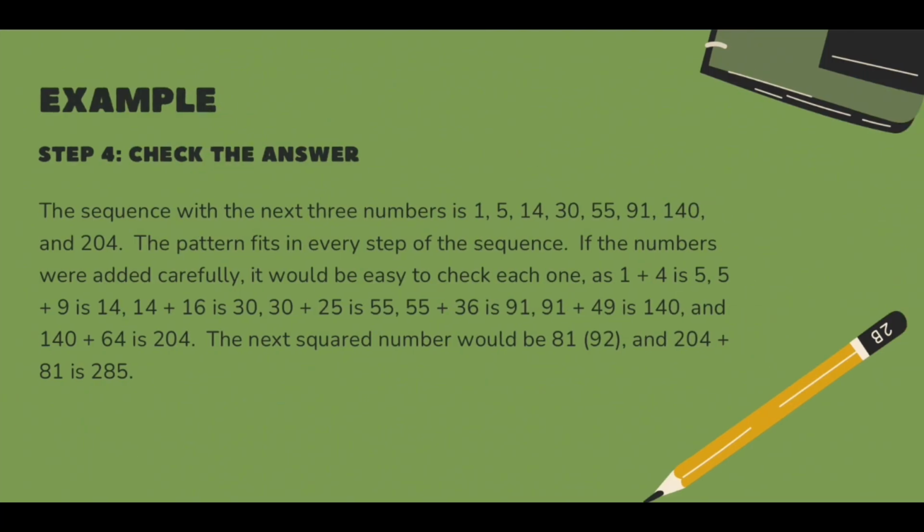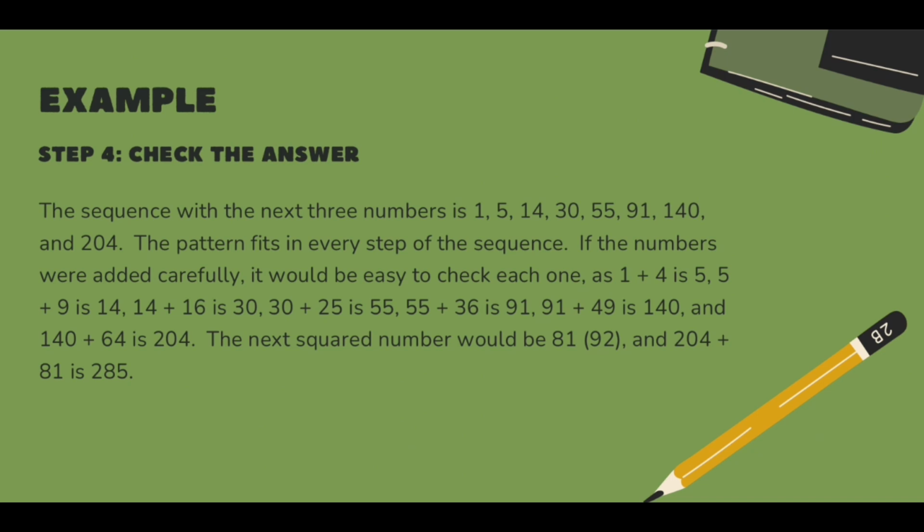Step 4. Check the answer. The sequence with the next three numbers is 1, 5, 14, 30, 55, 91, 140, and 204. The pattern fits in every step of the sequence.